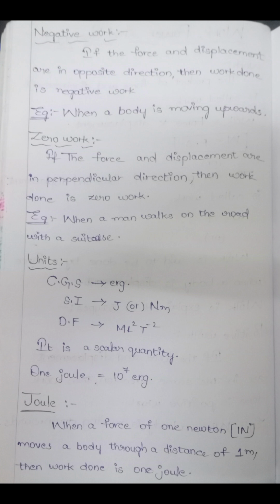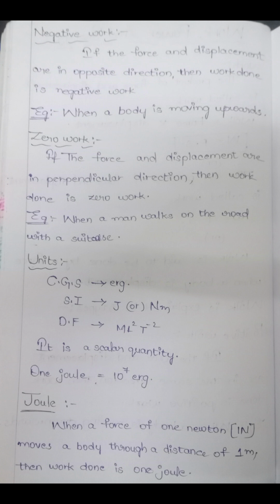The units of work are, in CGS system, erg, SI unit joules or N m, meaning Newton meter, and DF means dimensional formula, M L square T inverse 2. It is a scalar quantity. 1 joule equals 10 power 7 ergs. Definition of joule: when a force of 1 Newton moves a body through a distance of 1 meter, then the work done is 1 joule. This is the definition of joule.